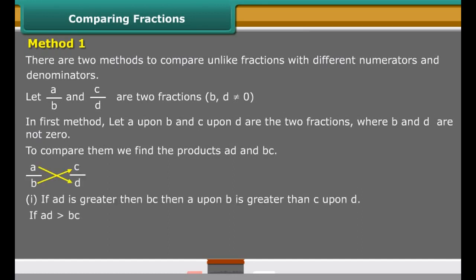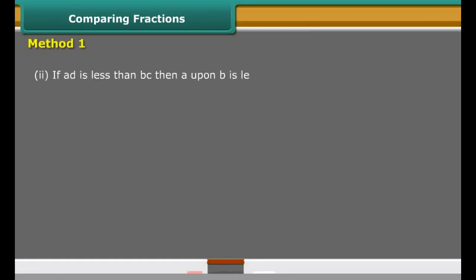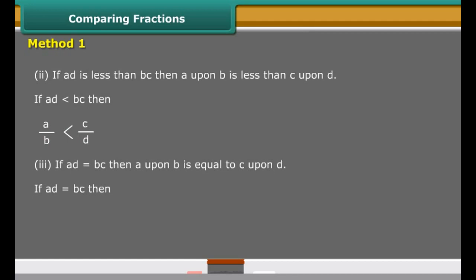1. If AD is greater than BC, then A upon B is greater than C upon D. 2. If AD is less than BC, then A upon B is less than C upon D. 3. If AD is equal to BC, then A upon B is equal to C upon D. Method 2. In the second method, we change the denominator of a fraction without changing its value.